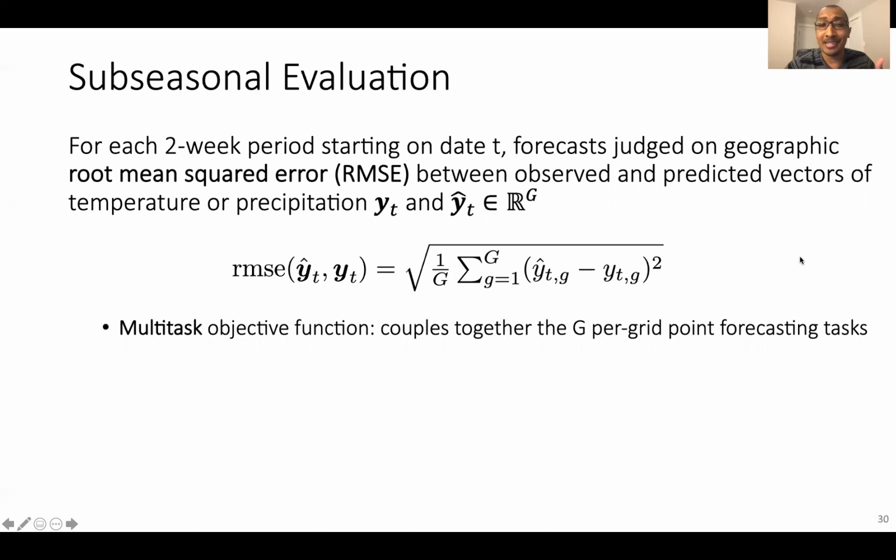And I just want to highlight this is a multitask objective function. So it actually couples together the G different per grid point forecasting tasks because of the square root.